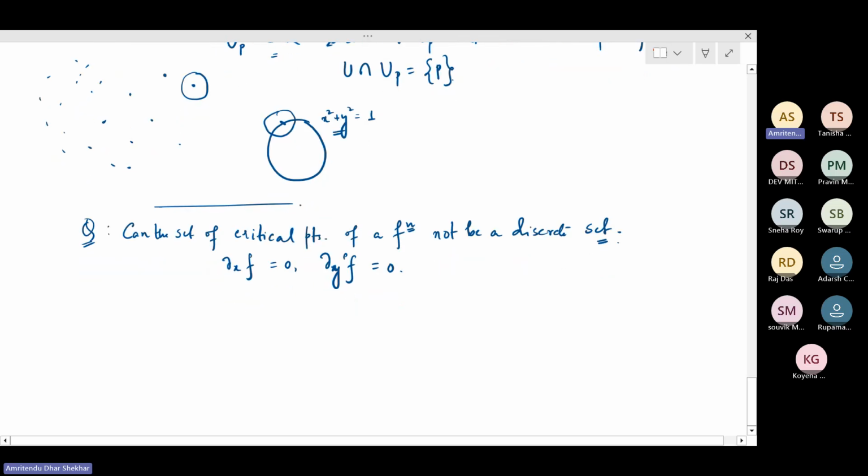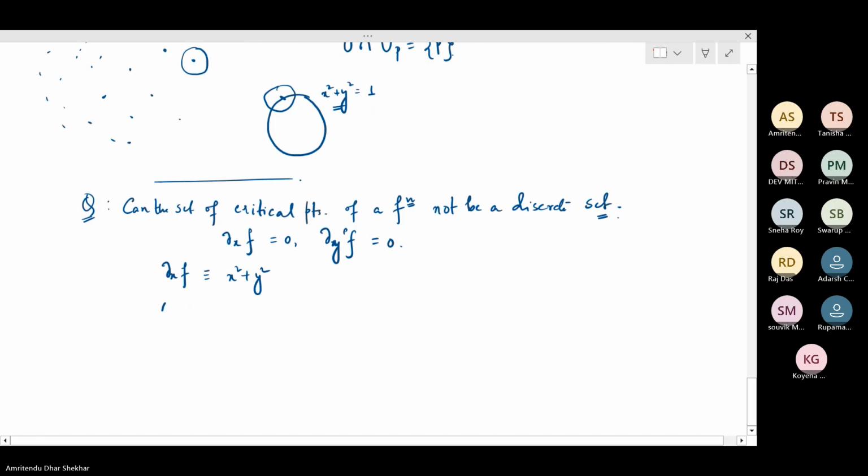So let's take an example. Let's say del x of f is equal to x squared plus y squared, and del y of f is also equal to x squared plus y squared. Is that possible? Well, not x squared plus y squared. That's a bad example because you have a solution already.